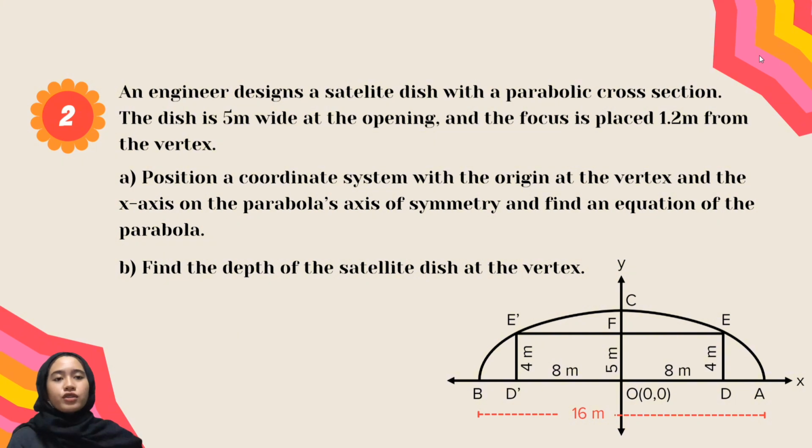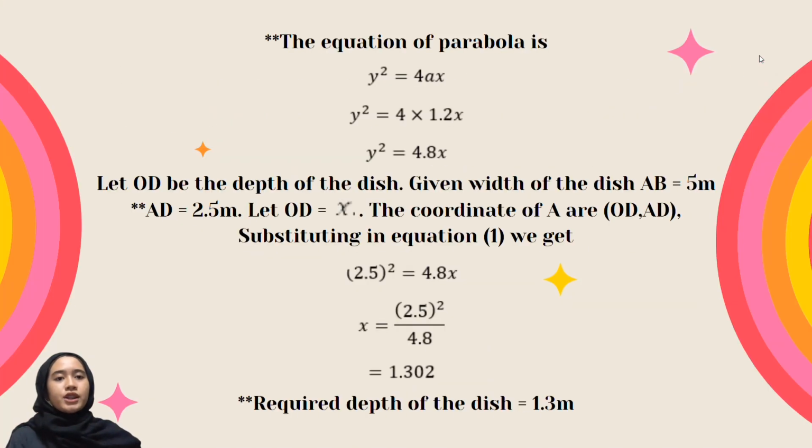As usual, we're gonna draw the diagram based on the question first. The equation of the parabola is y squared equals 4ax. y squared equals 4 multiplied by 1.2x, and we get y squared equals 4.8x. This is going to be our first equation.